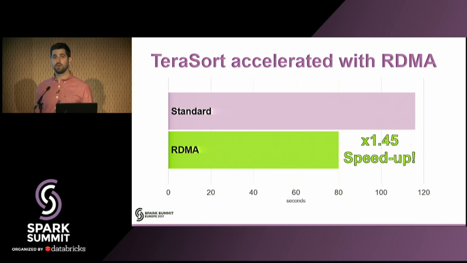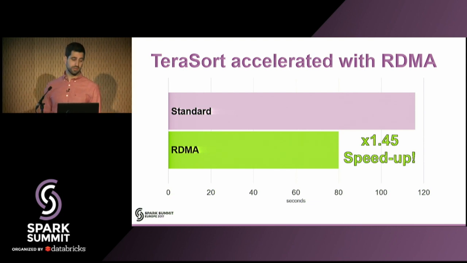Just as a teaser before we move on and see how we do this kind of acceleration. TeraSort is a very popular big data benchmark. And we get these awesome results with the RDMA acceleration for Spark. And we get this 1.45x speed up just by replacing the shuffle engine. TeraSort is exactly the same as you used to see in other benchmarks. There's no tuning, nothing at all, just replacing the shuffle engine with this new RDMA accelerated engine.